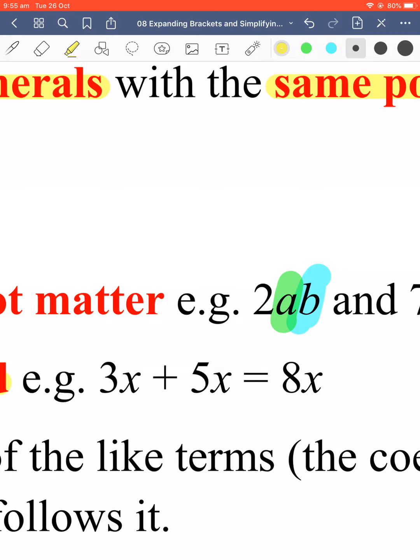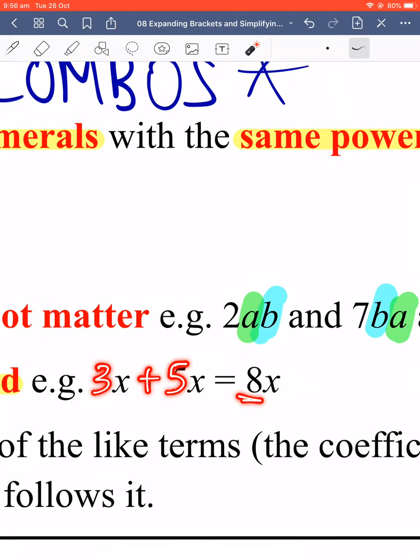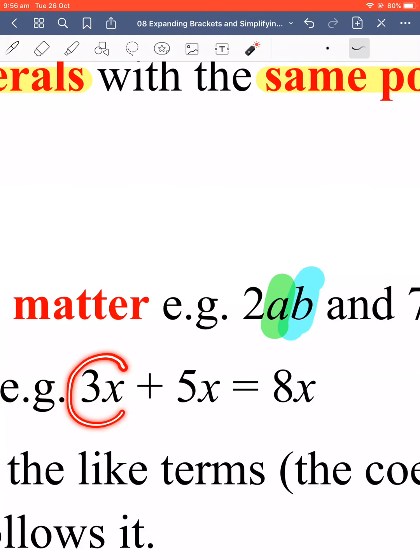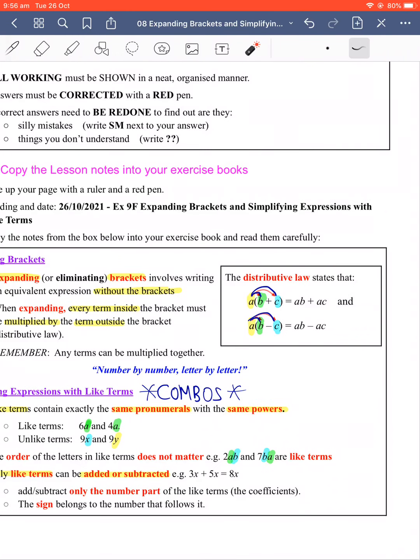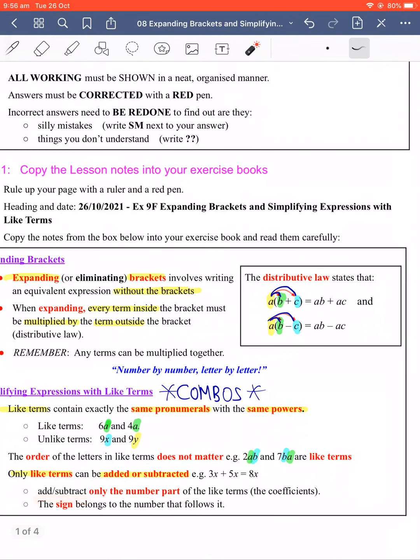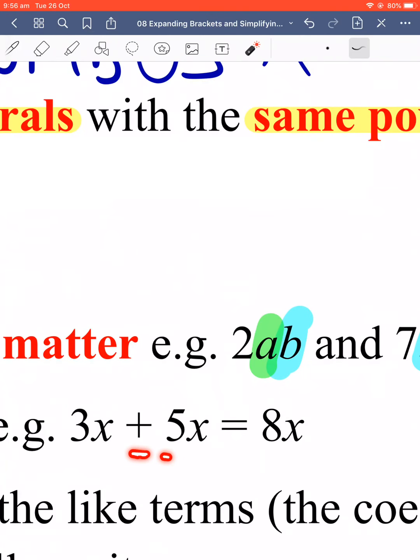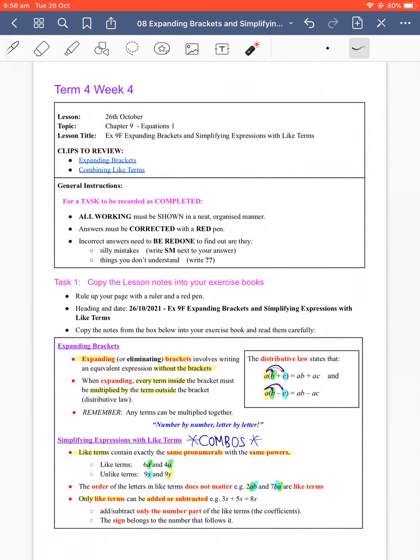If I have 3x plus 5x, I keep just my x and I add my coefficients, which are the numbers in front of them, together. Another way to think about it: you've got 3 xylophones and I give you another 5, so you have 8 xylophones in total. We can add or subtract only the number part, which is the coefficient, and the sign belongs to the number that follows it. Okay, hopping on to examples.